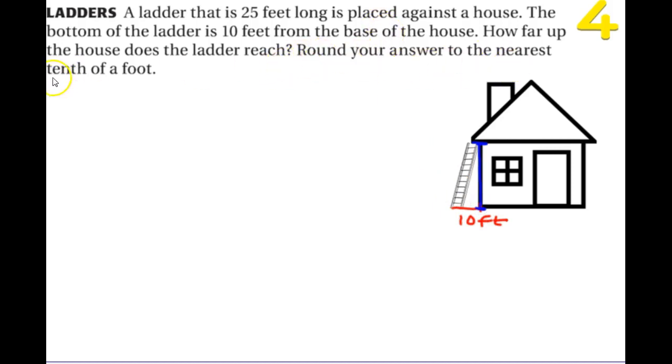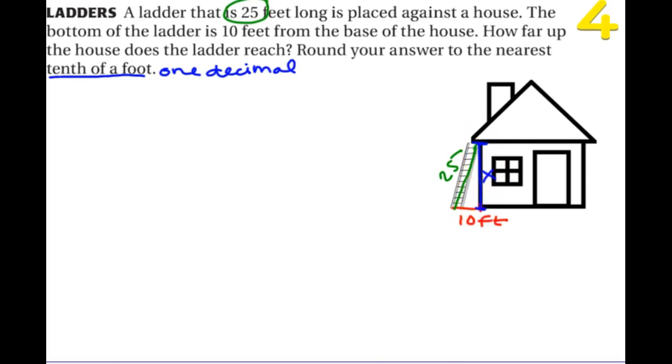Round your answer to the nearest tenth of a foot. So that would be 1 decimal place. 2 decimals would be hundredths. So this is really a triangle. Here's our ladder. The ladder, they told us, is 25 feet long. So I'm going to label this side here with 25 because we know that's the length of the ladder. We know the length from the base of the ladder to the base of the house is 10 feet. We want to know this part. I'm going to label it with x.